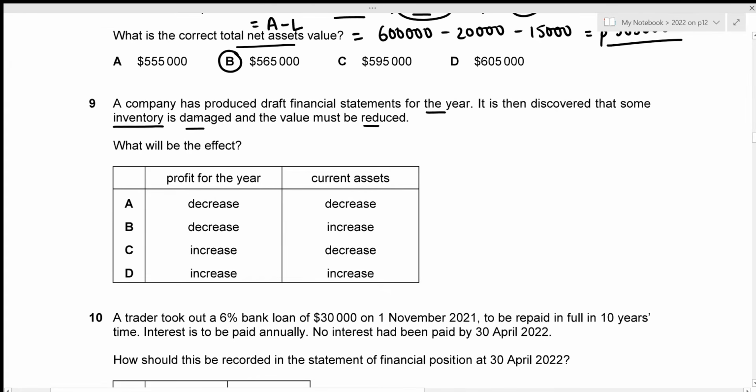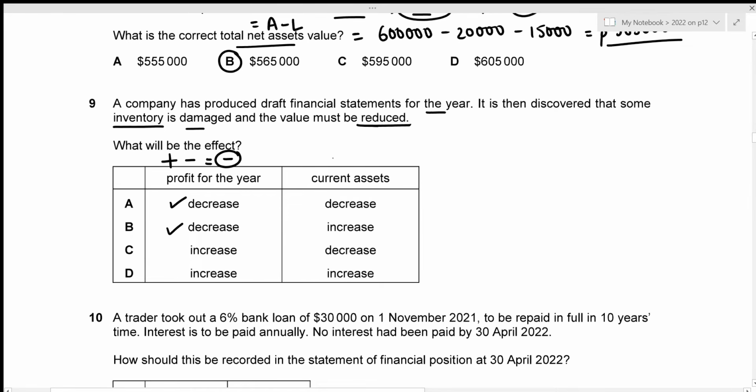So inventory is basically the closing inventory, and it just means that we need to subtract our closing inventory. In order to figure out the profit for the year, we add our closing inventory, right? So that's a positive, and now we need to reduce its value. So that's a negative. A positive and a negative results in a negative. This just means that the profit for the year is going to decrease due to the damaged inventory, which is given in option A and B.